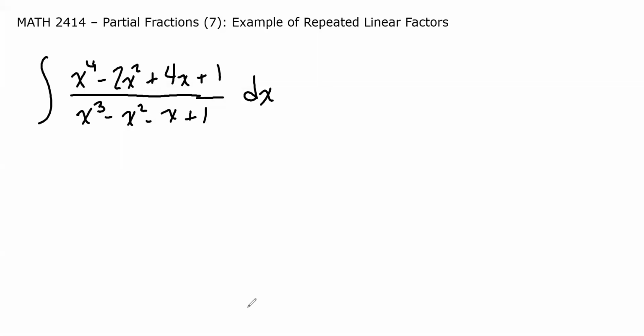Math 2414, Partial Fractions, Video 7, Example of Repeated Linear Factors. In this video, we're going to integrate the following rational function: x to the fourth minus 2x squared plus 4x plus 1 all over x cubed minus x squared minus x plus 1.